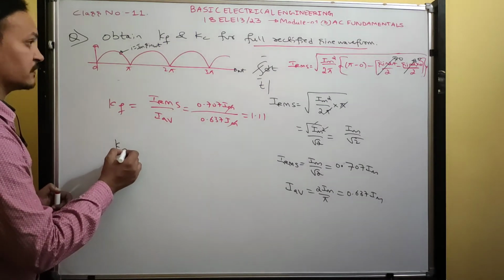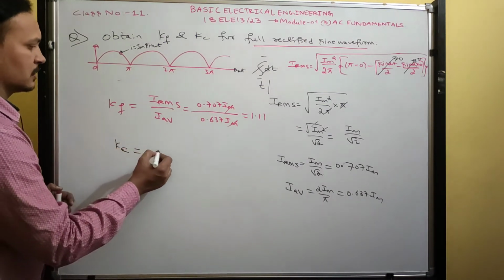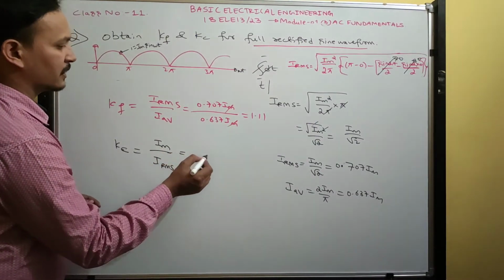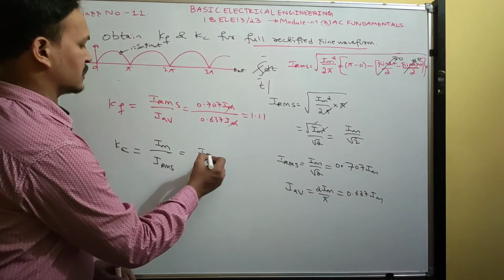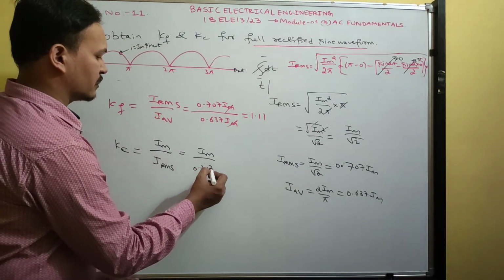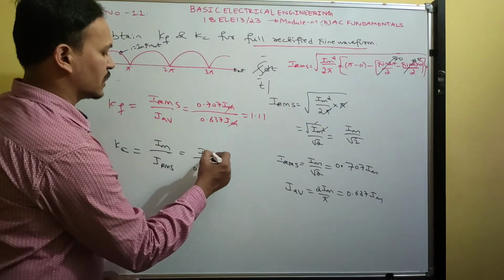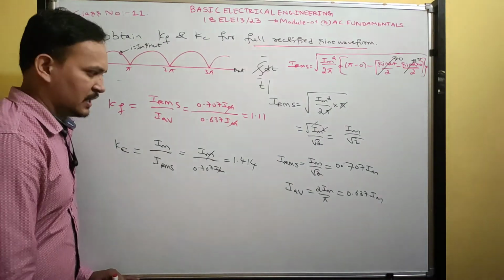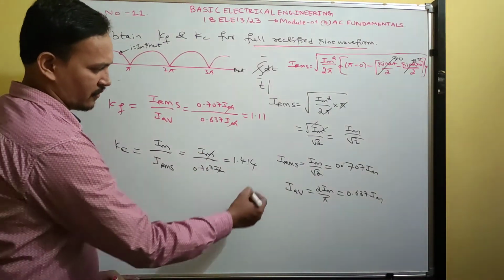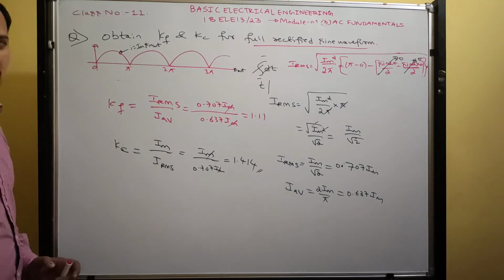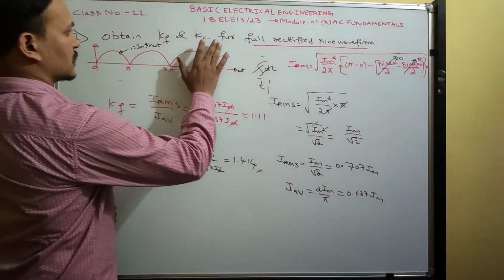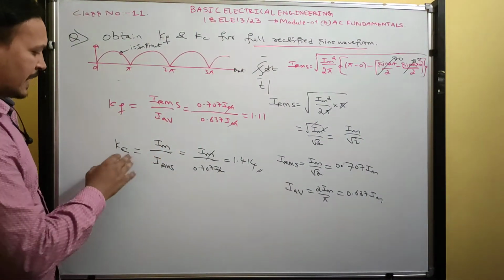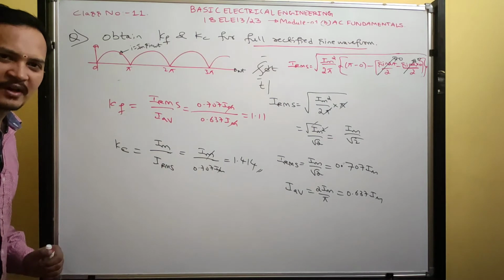Then next, crest factor or peak factor. What is the crest factor formula? Maximum by IRMS. I have written it for the quantity current. So maximum is Im. What is IRMS? 0.707 times Im. So this becomes 1 by 0.707, which is 1.414. So we derived this also. The form factor and crest factor for the full rectified sine waveform are: form factor 1.11 and crest factor 1.414.